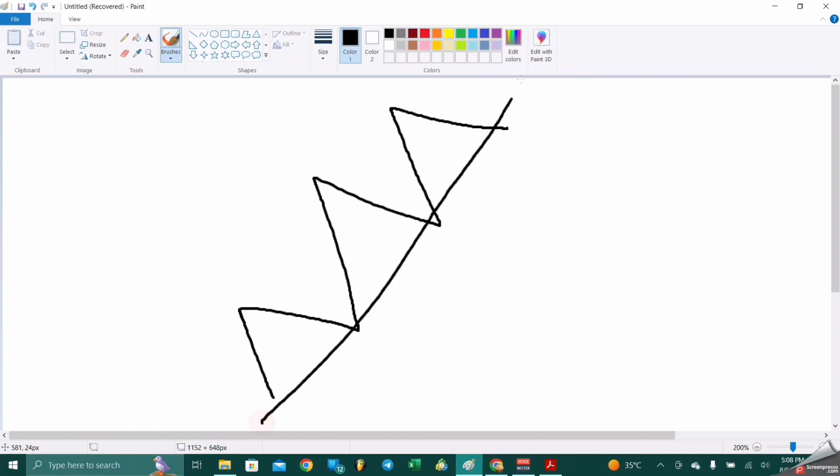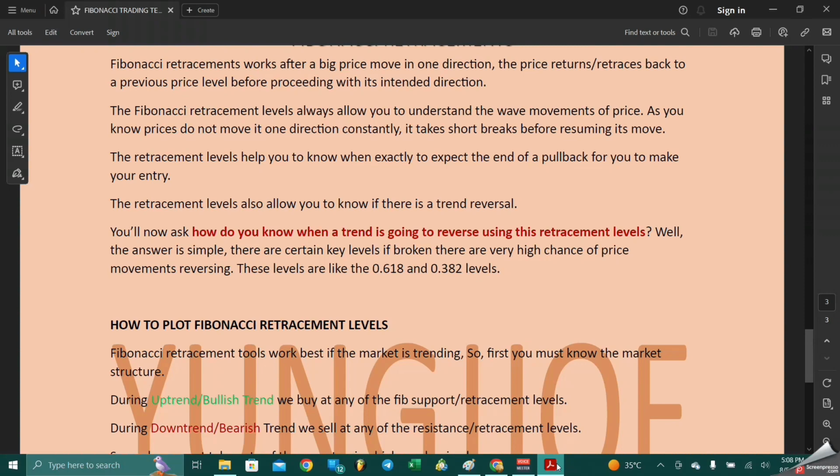That's how price moves, like this. So at least with the Fibonacci retracement tool, let's say you missed this entry, you'll know that this is the next entry level. The retracement levels help you to know when exactly to expect the end of a pullback for you to make your entry. I think I've already told you that.